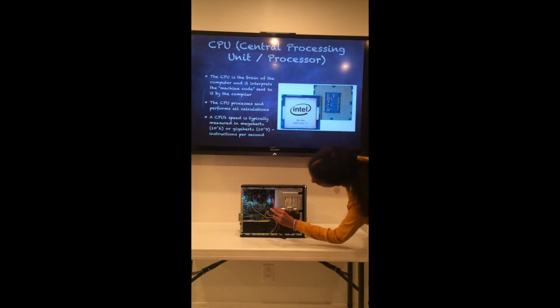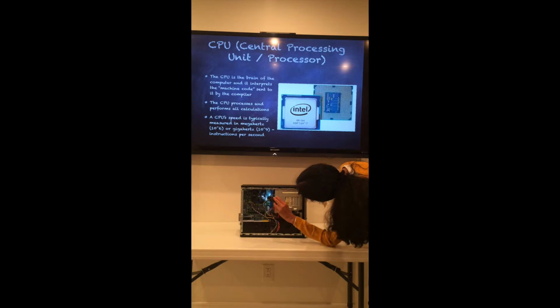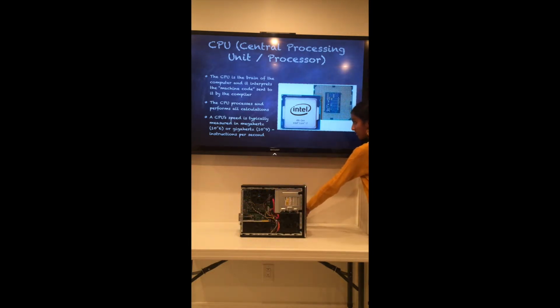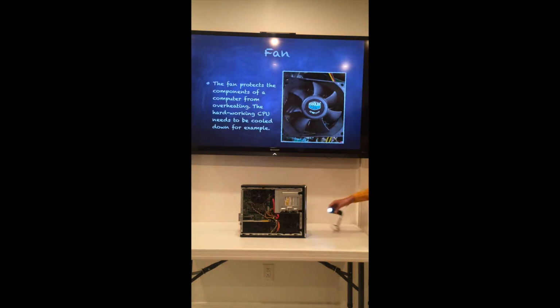The CPU can be seen right here, behind this fan. A CPU speed is typically measured in megahertz or gigahertz, and a CPU speed is determined by the instructions per second that it can process. In our example, the CPU is used to perform all calculations, including dividing each number by all possible factors. The fan, seen here, protects the components of the computer from overheating. Similar to our brains, when we do a lot of hard work, the CPU needs to be cooled down.